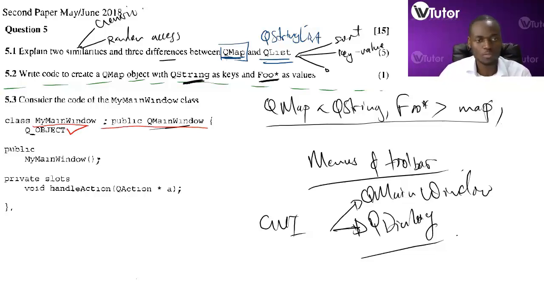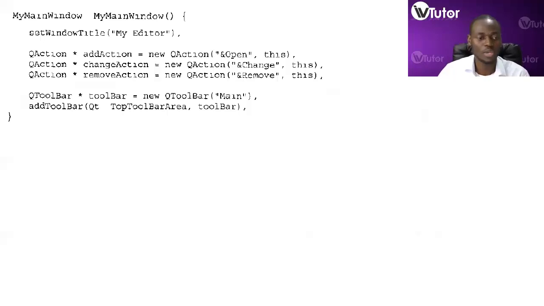And also you must not be surprised that you see slots here. This is also something we discussed from our previous class. And here is our slot, which is called handle action. Now, let's go and look at the actual implementation of this class so far. This is where the constructor of my main window is being implemented. So this is our constructor, and this is the implementation of the constructor.